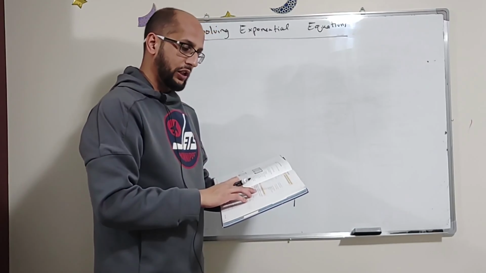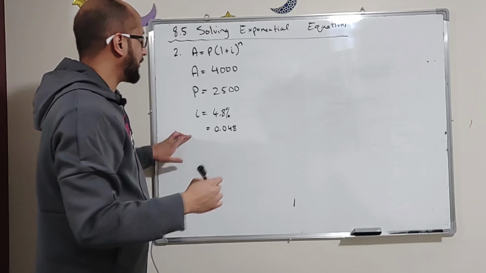Recall that the formula for compound interest is given as A equals P multiplied by 1 plus i to the power of n. In this case, A, we know the value at the end of the interest. We want it to be 4,000. The value today, meaning how much is being invested, is 2,500. The interest rate that is given is 4.8%, which turns into 0.048. So we are given everything in the equation.